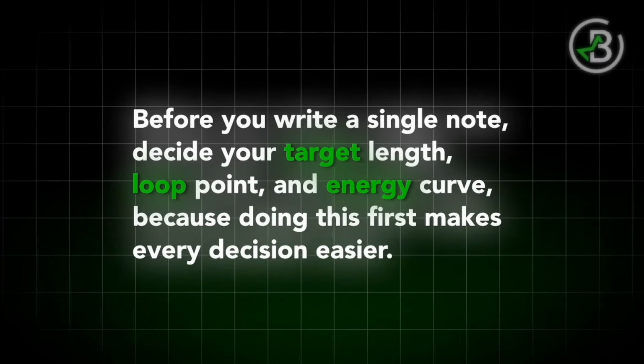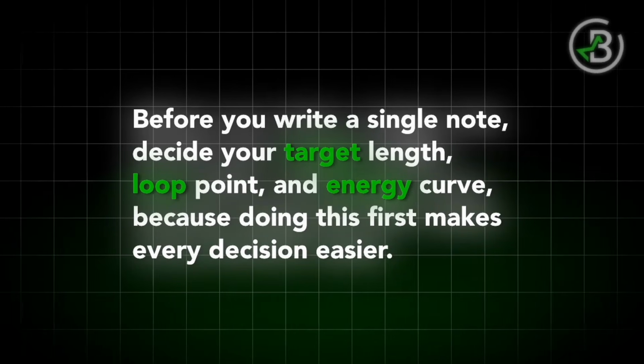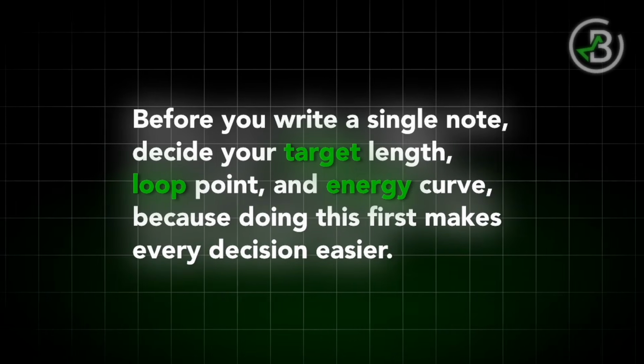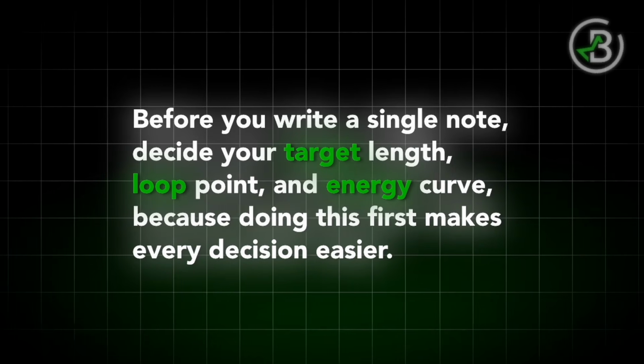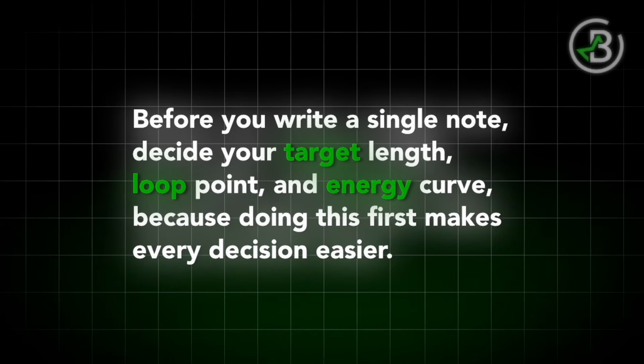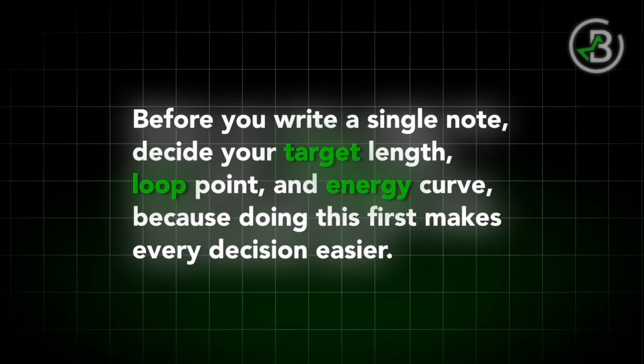So here's the takeaway for you. Anytime you compose any type of music, decide the target length. If it's going to loop, figure out the loop point. Figure out the energy curve. Where does the energy spike and come back down? Before you write a single note, it makes every decision so much easier because you're not trying to build the map as you go along. You're just filling in the blanks to create the piece of music.